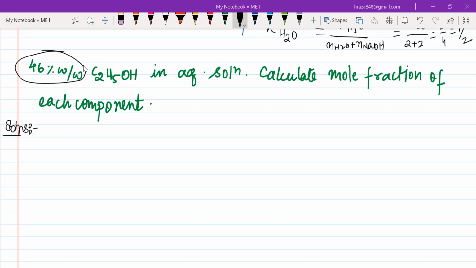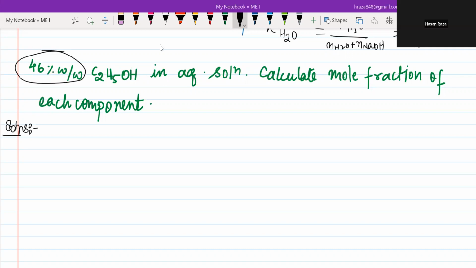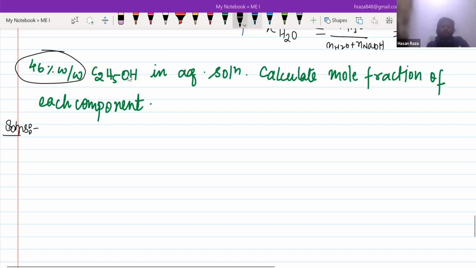Sir, will it be 0.46? 0.46 what? It's wrong. You are not able to do this. It's very easy. Whatever is given in the question, focus on that. And what you need to calculate, focus on that.